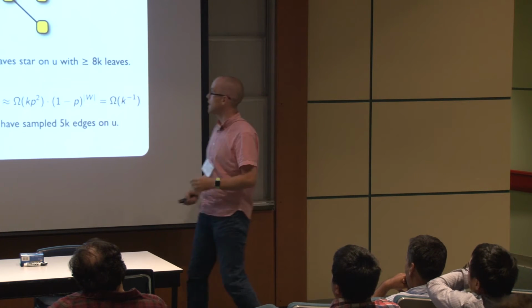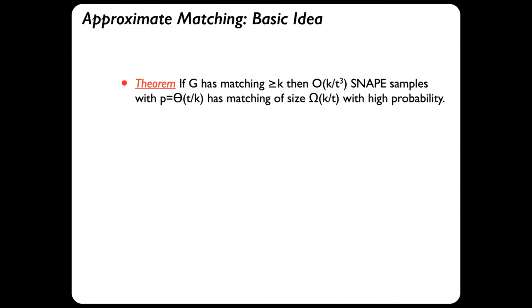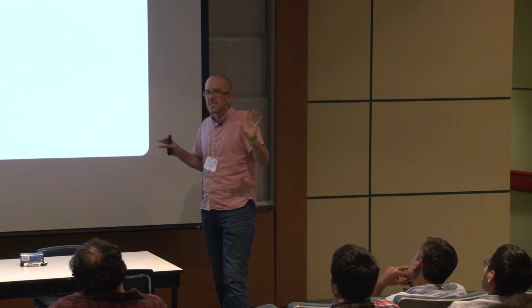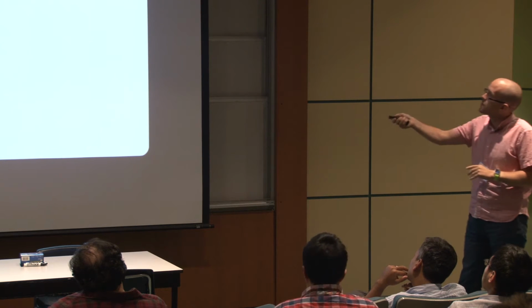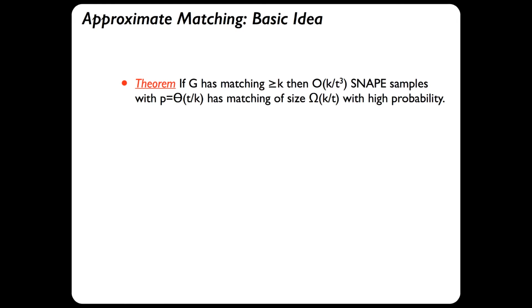I didn't go through these calculations in detail, but there's nothing weird going on, nothing complicated. So that was the result for small matchings, when I promised you the matching was of size at most k, and the analysis basically went through analyzing the probability the vertex cover disappeared and some other stuff. The analysis for the approximate case is slightly different, but equally simple. So if G has a matching of size more than k, then I claim that k over t cubed Snape samples, where the probability of picking nodes is now t over k, has a matching of size k over t. So it's that t approximation business again.